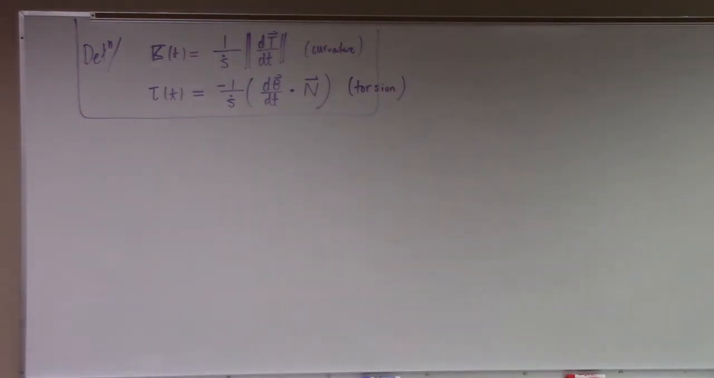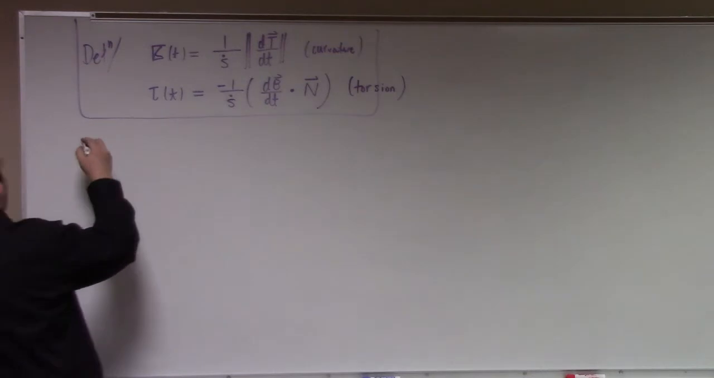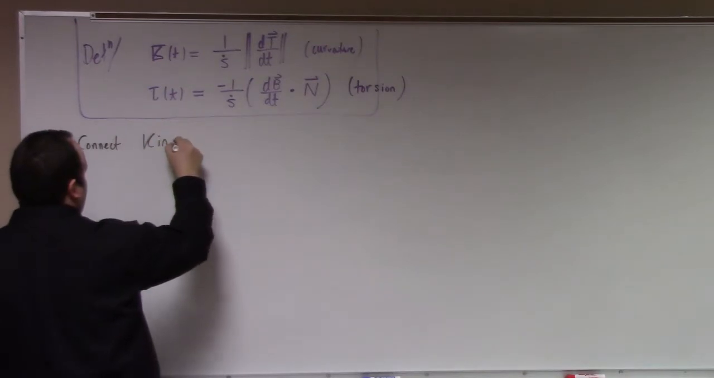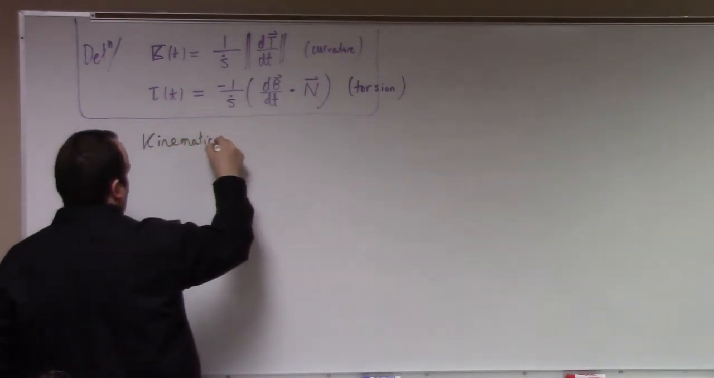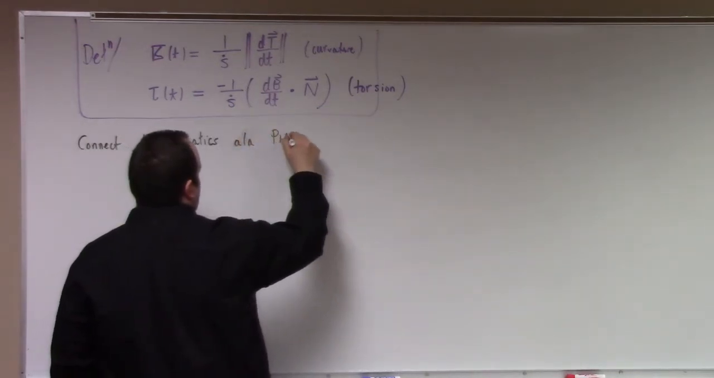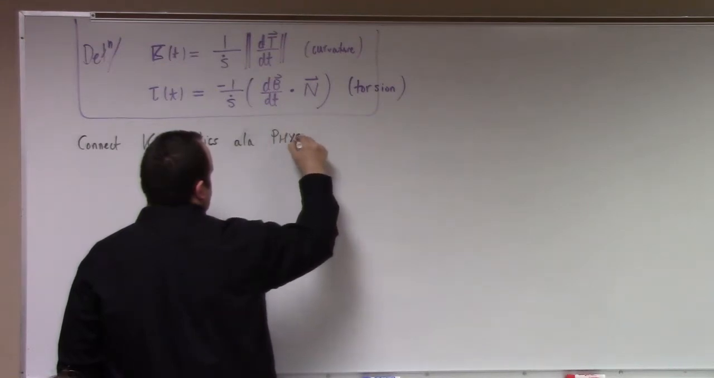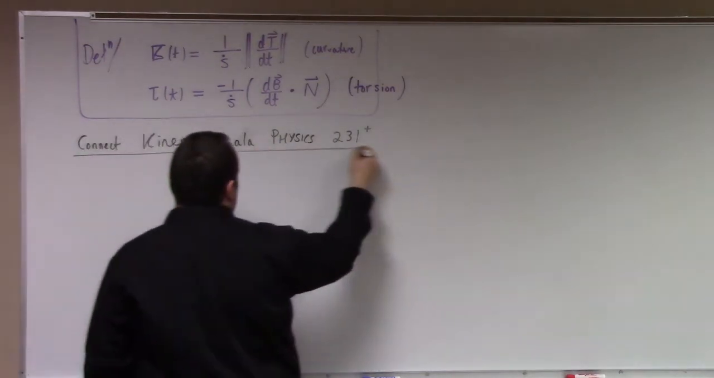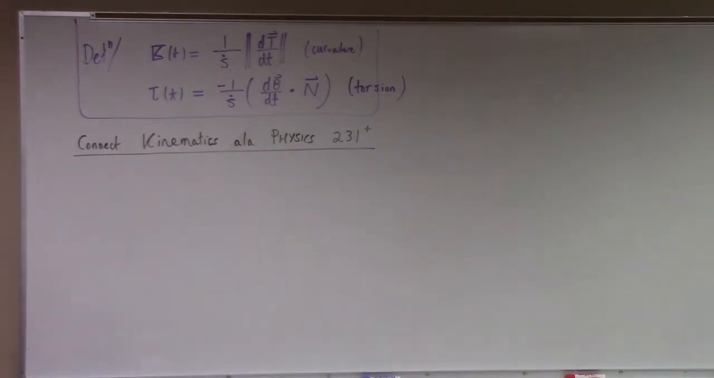Okay, so just a recap. This is the differential geometry of curves in a nutshell. So what I wanted to do is to try to look at kinematics, try to connect kinematics to this story. Kinematics a la physics 231 here, I'll put a plus on that because 231 is probably a little bit dumbed down from where we are at the moment. Unless they're not following the text.